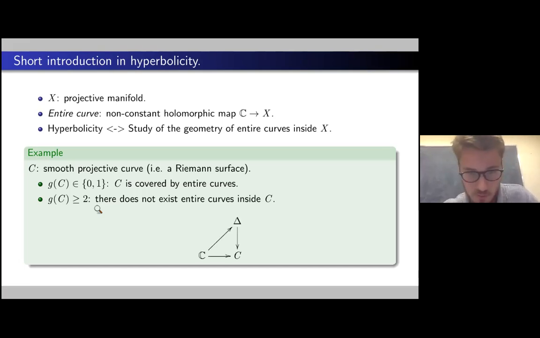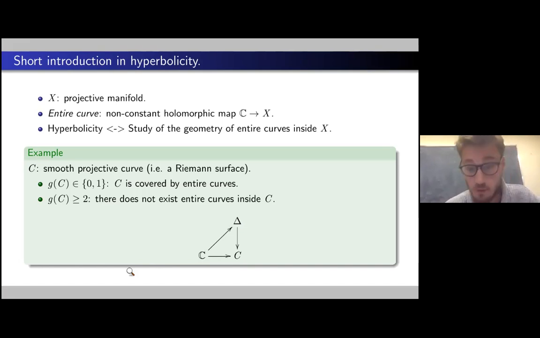Why is that so? It can be easily seen. If we take a holomorphic map from the complex plane to C, by Riemann's uniformization theorem, C can be uniformized by the disk. So we can lift this holomorphic map to the disk, which gives an entire function that remains bounded. And by Liouville's theorem, it must be a constant. So this is for the case of curves.